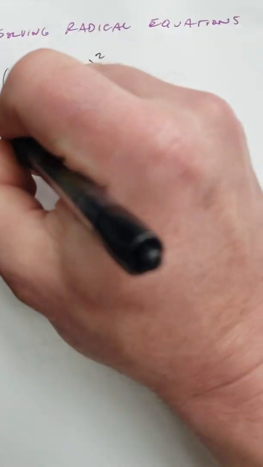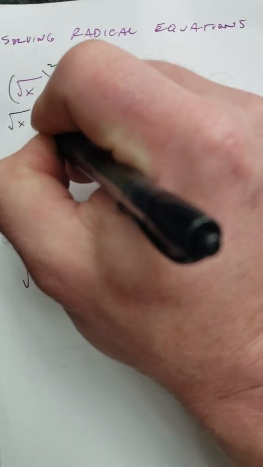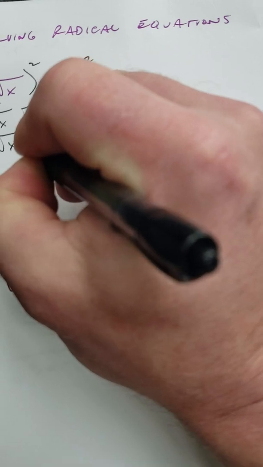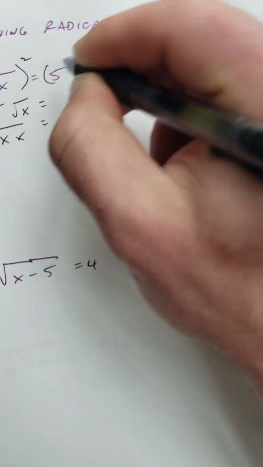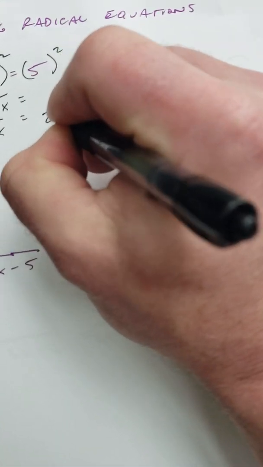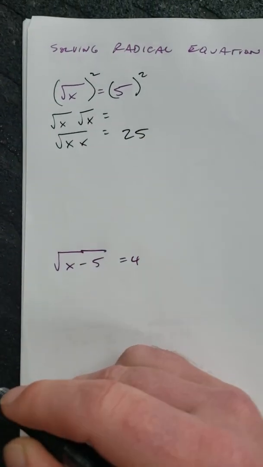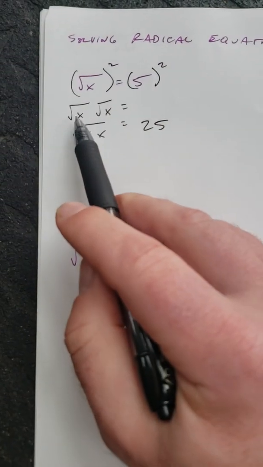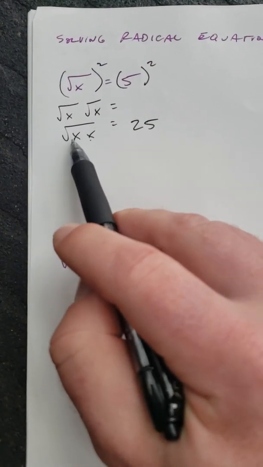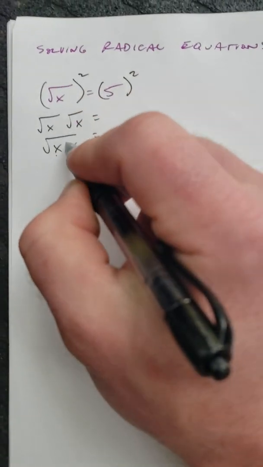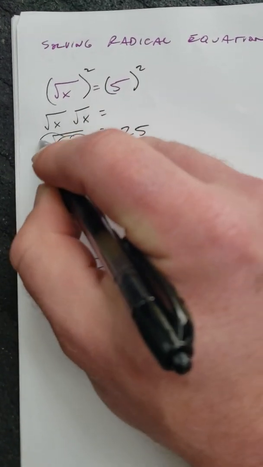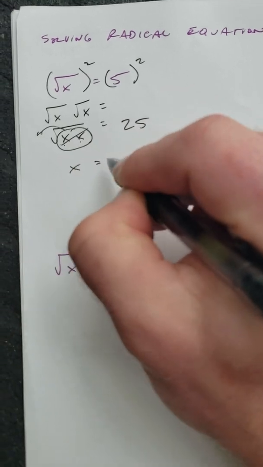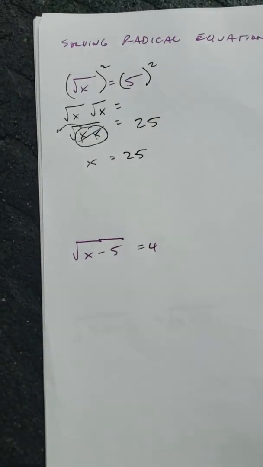So square root of x times square root of x. And this step I necessarily don't do, but I'm showing this to you guys. I have x times x equals, and 5 times 5, 25. Now, because I have x and x both under the square root, I see it twice, I can bring it out. x equals 25.